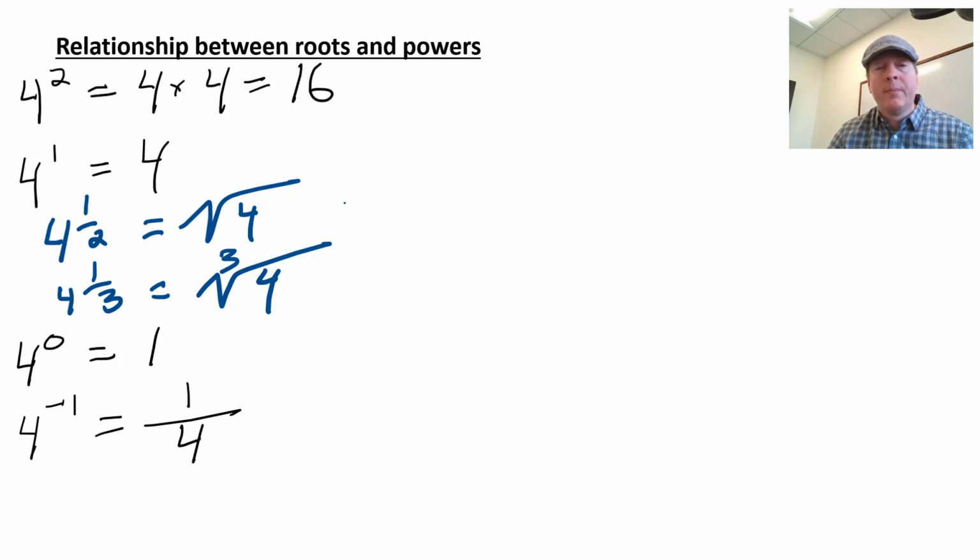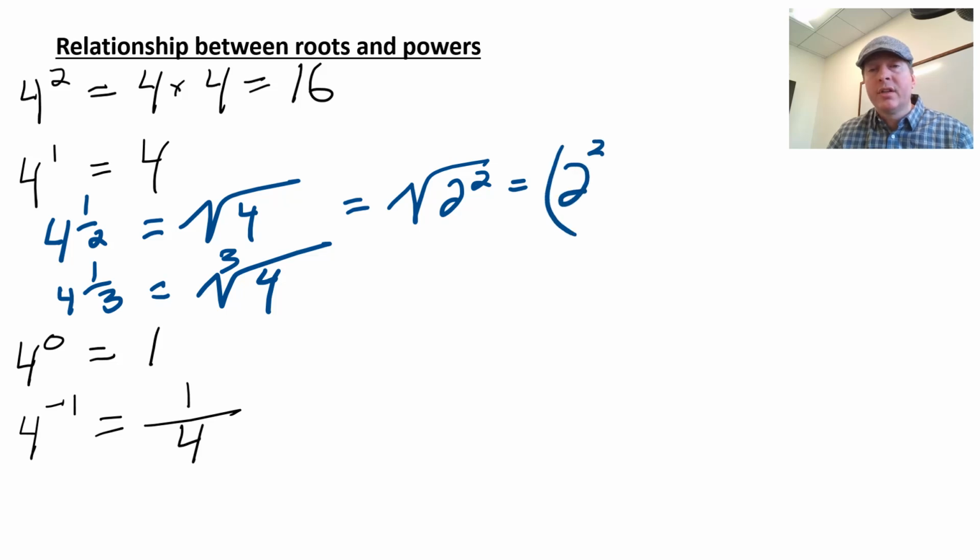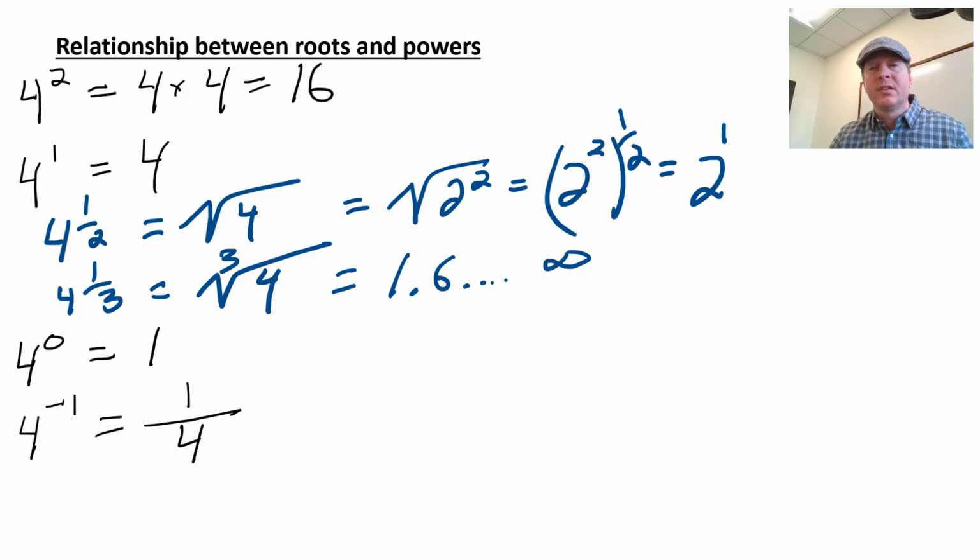The square root of 4 is 2. Why is that? Well, the square root of 4 is the same thing as the square root of 2 squared. It's 2 squared raised to the power of 1/2. 2 times 1/2 is 1. It's 2 to the 1. It's just 2. How about the cubed root of 4? Well, the cubed root of 4, it's not a whole number. It's 1.6 something off into infinity. So a root isn't always a whole number. If that's the case, the root is called an irrational number, which means what? The decimal places go off into infinity.